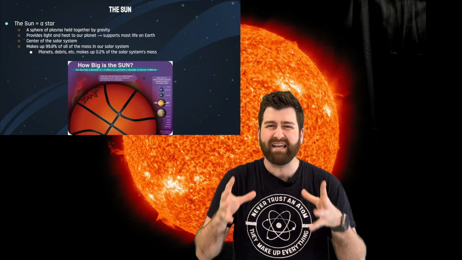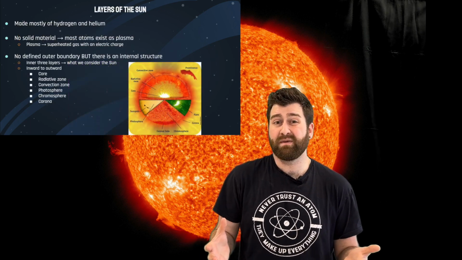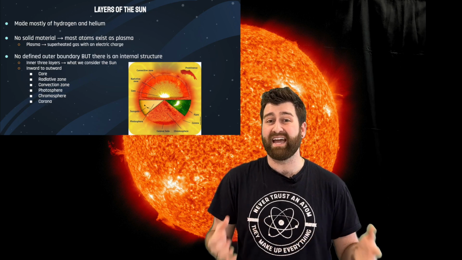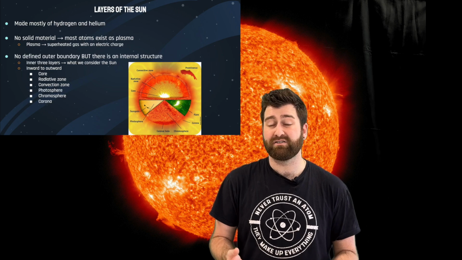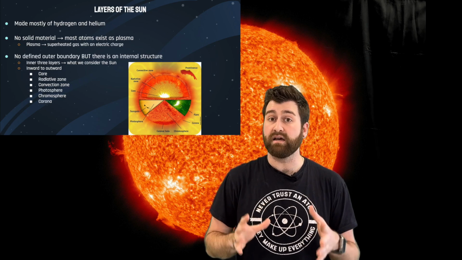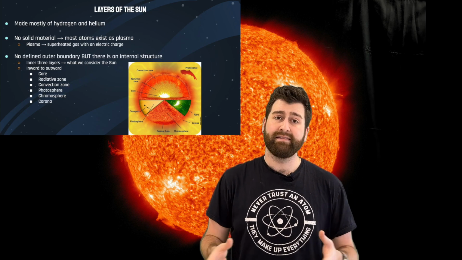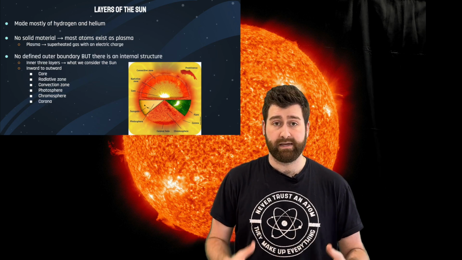So what is this massive object actually made up of? The sun is mostly made of hydrogen and helium, and it doesn't have any solid material. Most of its atoms exist as plasma, which is a superheated gas with an electrical charge. Now, even though it doesn't have a solid surface, the sun does have different layers. And let's break these layers down. So we're going to start with the inner layers of the sun.